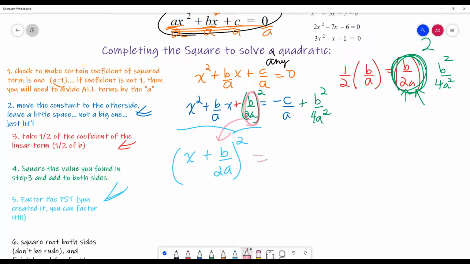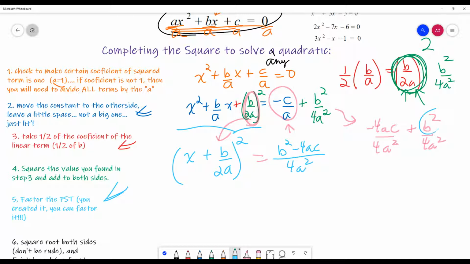Okay, and it equals. Now, this sometimes might throw some people for a loop. I'm going to rewrite negative c over a with a denominator of 4a squared. I have one of the a's, so I have to multiply the top by negative 4a. c is still there. Then I have plus b squared over 4a squared. So I have b squared minus 4ac over 4a squared. All I did was rewrite the b squared in the front. It just makes it a little bit easier.